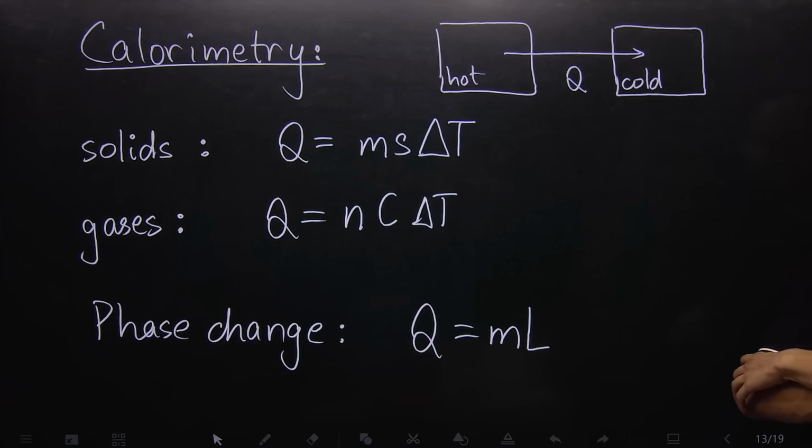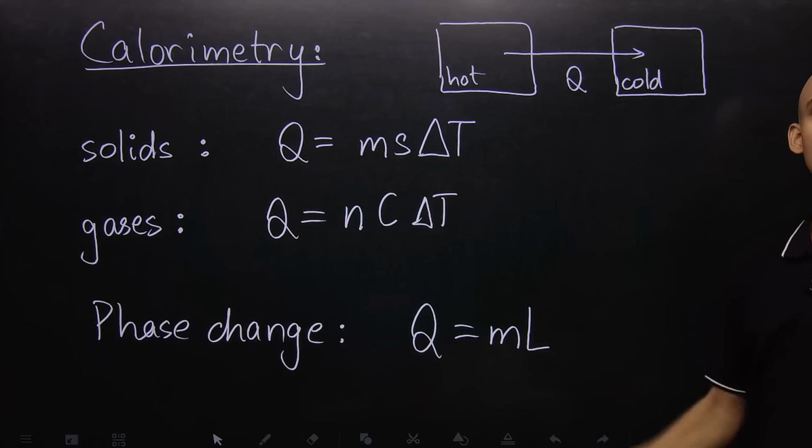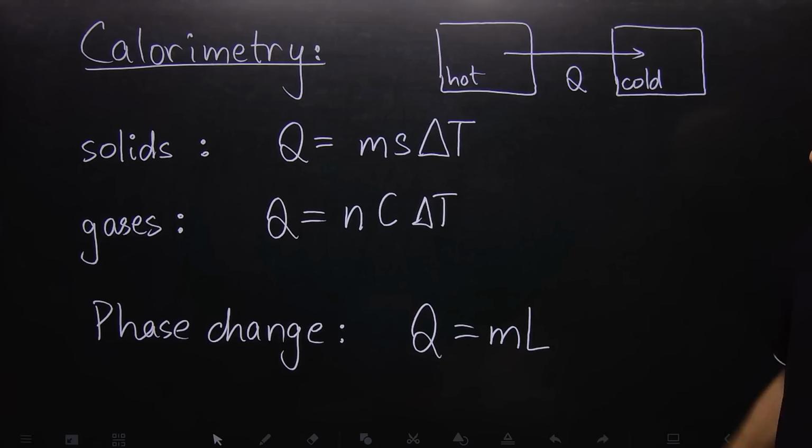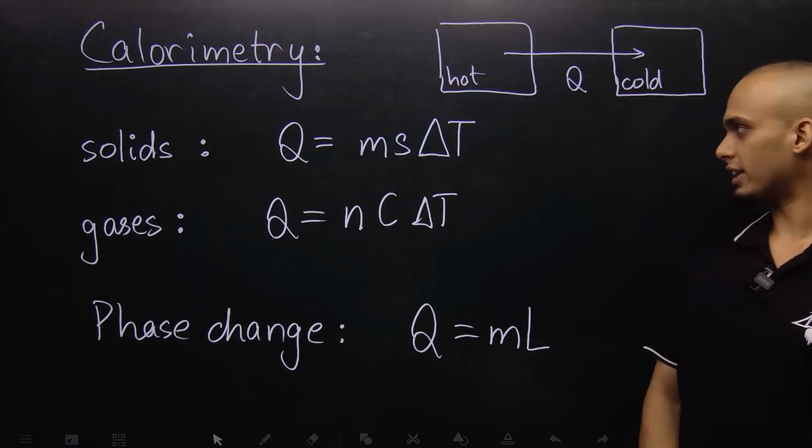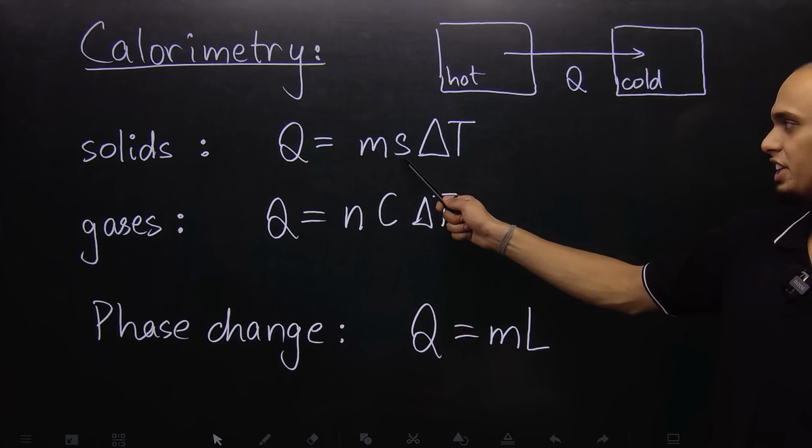So unless we have any loss of energy to the surroundings, the total heat lost by the hot object should be equal to the total heat gained by the cold object. That is the principle of calorimetry. And we can calculate the heat lost and heat gained using these basic elements. The energy required to raise the temperature of any object is defined in terms of the specific heat.